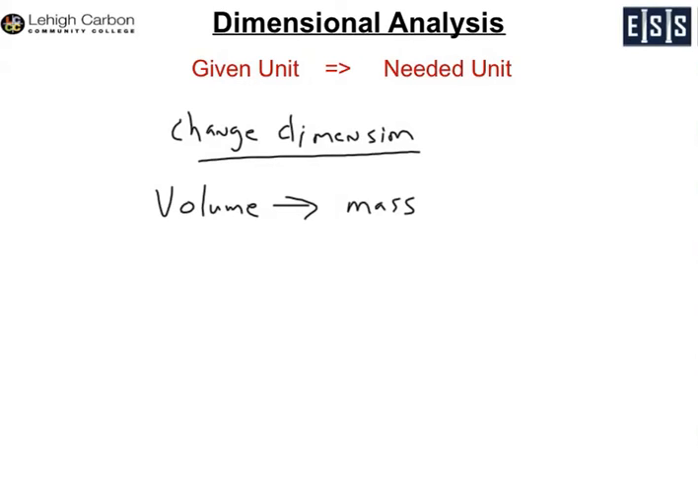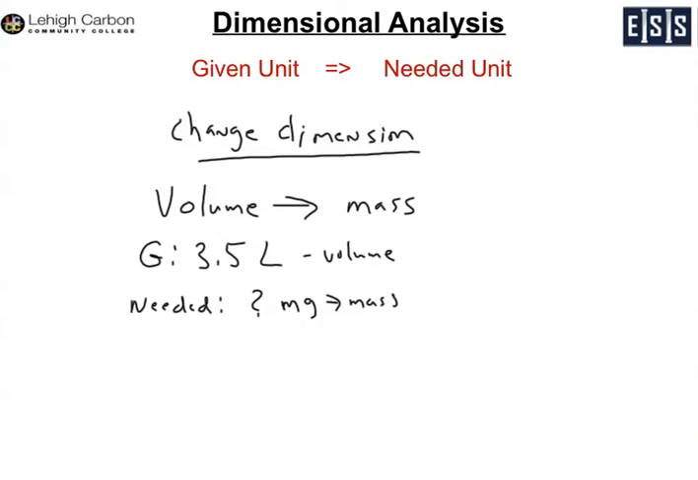And so now we're going to be switching units, but also your dimensions from a volume over to a mass. And we'll do an example to do this. Let's start with, say we're given here that we have 3.5 liters of some fluid, and we want to get to a needed unit, milligrams, a mass. Okay, this is mass. So we're going from volume to mass.